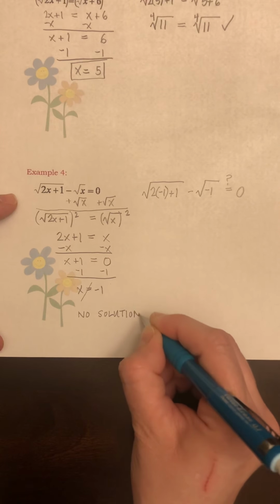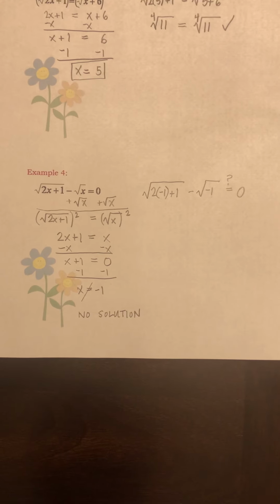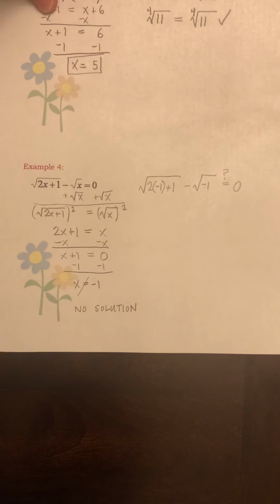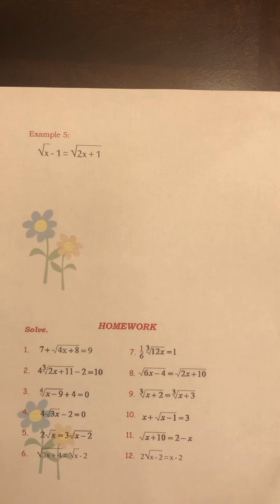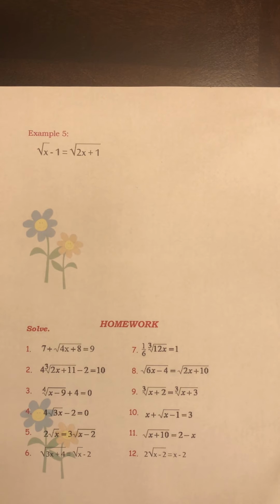So if you're plugging that in and your index is even, and you end up with a negative radicand, that just means the number underneath the radical is a negative, that is not going to work for us because we only want to deal with real values. Okay, last example, and then I will let you get started on the homework problems that are in your notes.